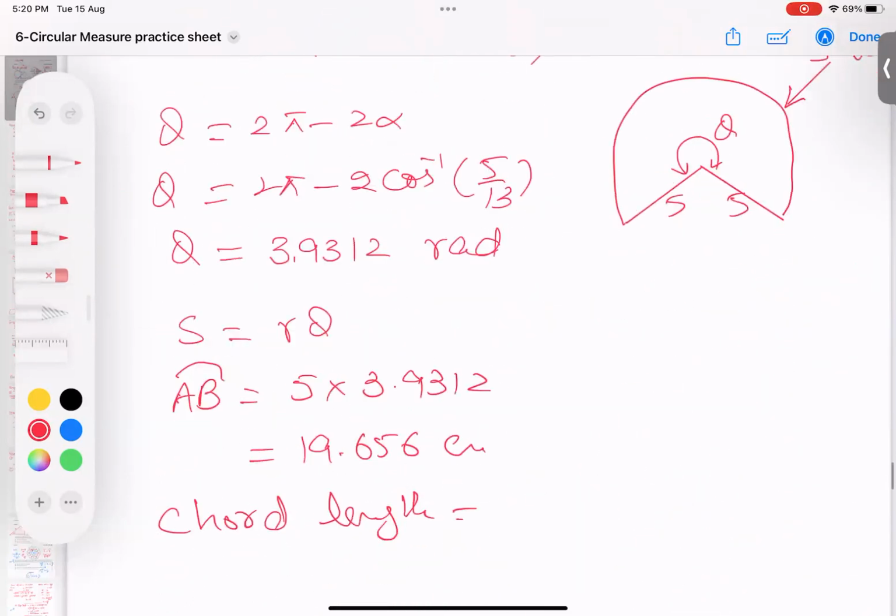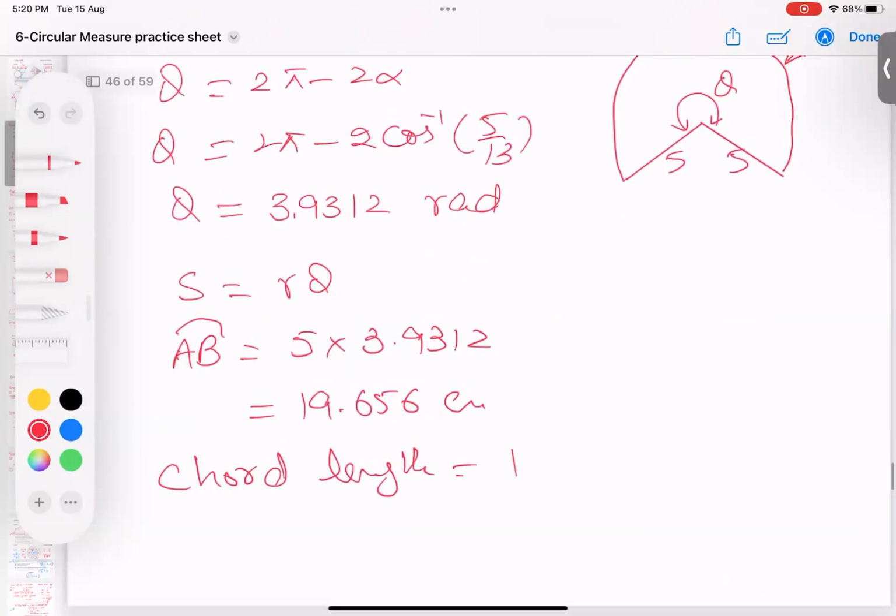So Alhamdulillah Rabbil Alameen, I can say 12 plus 12 plus 19.656. If I add 24, the final answer is coming 43.7 centimeter. So Alhamdulillah Rabbil Alameen, I believe you got the point.